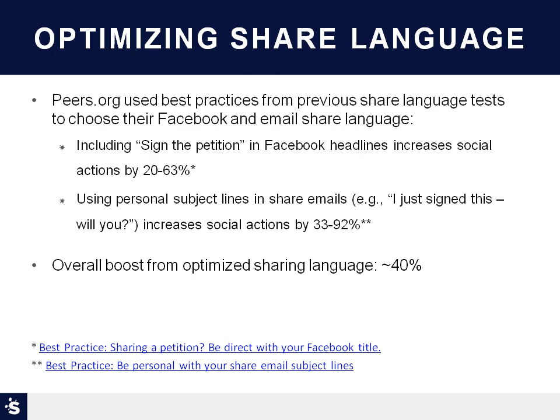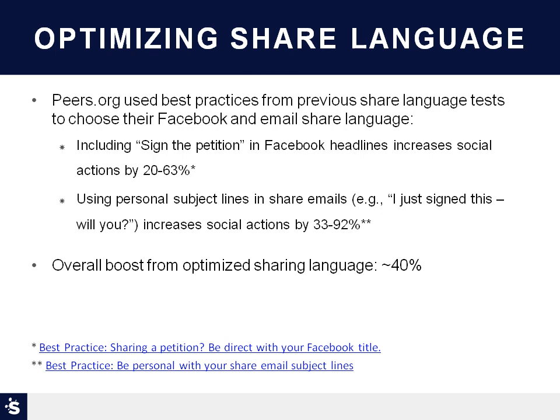So one of them was when they gave people something to post on Facebook, they actually included the text "sign the petition" in the Facebook headline, which through past analyses that we've done with organizations was found to actually increase the number of people who click on that and then sign the petition by between 20 and 60%.